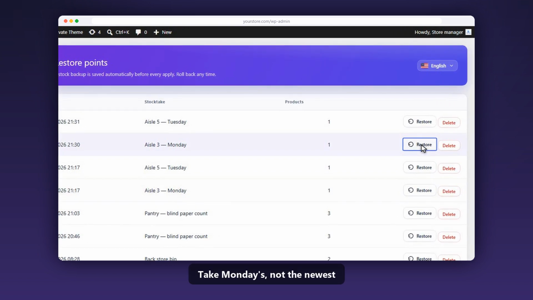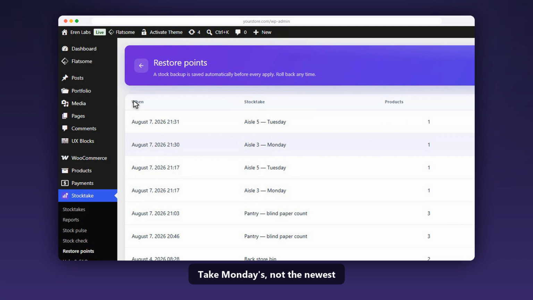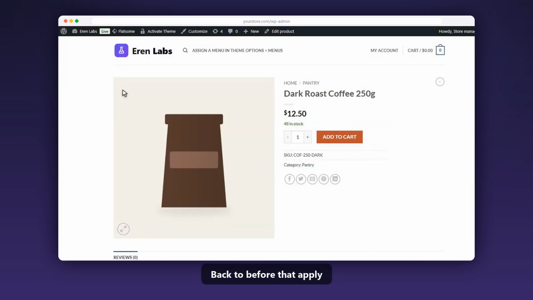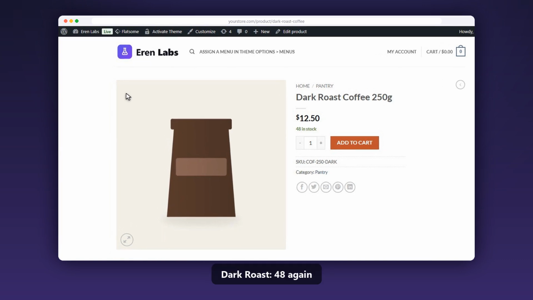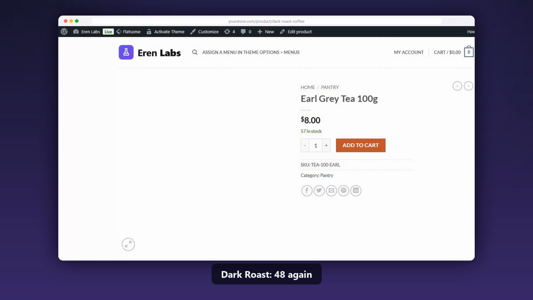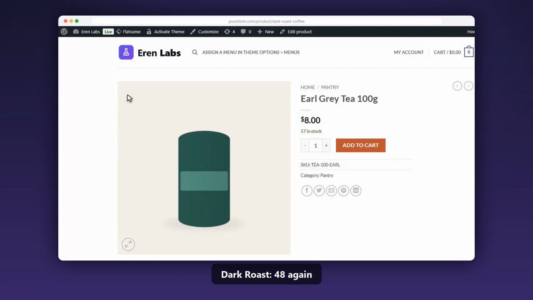Take Monday's, not the newest. Restore puts those products back to what they were before that apply. Dark roast is 48 again. Monday's mistake is gone. And Earl Grey is still 57. Tuesday's good count survived it.